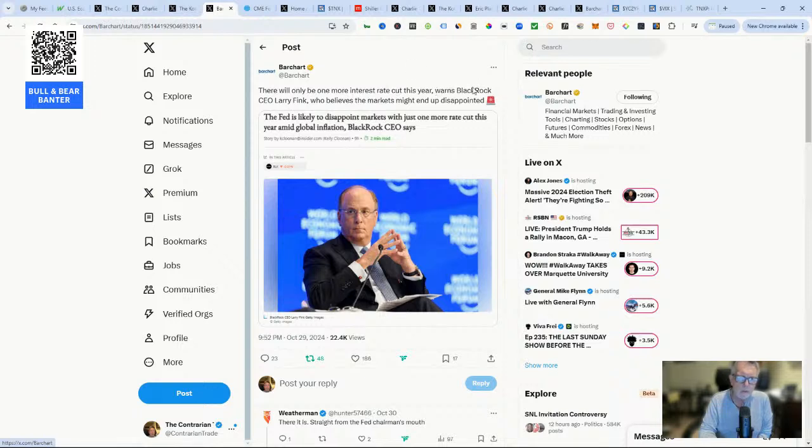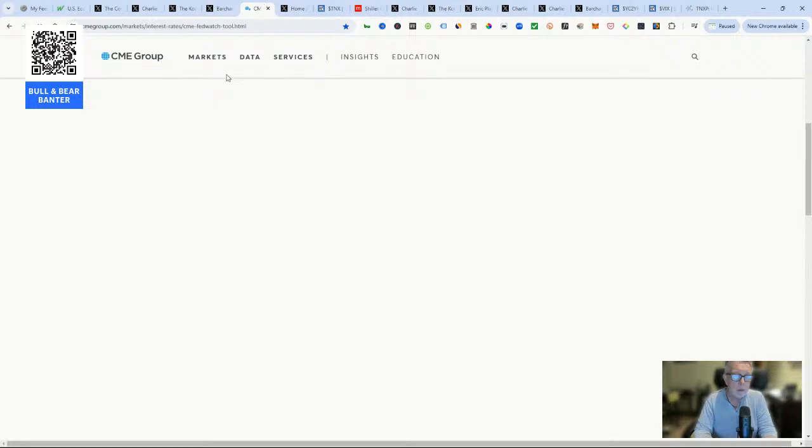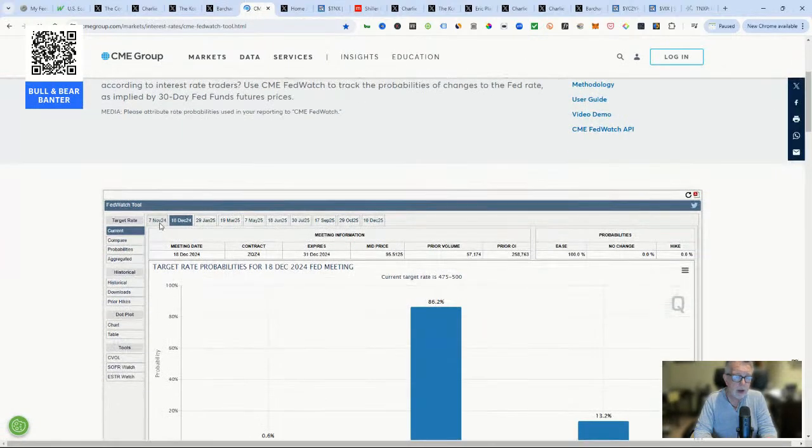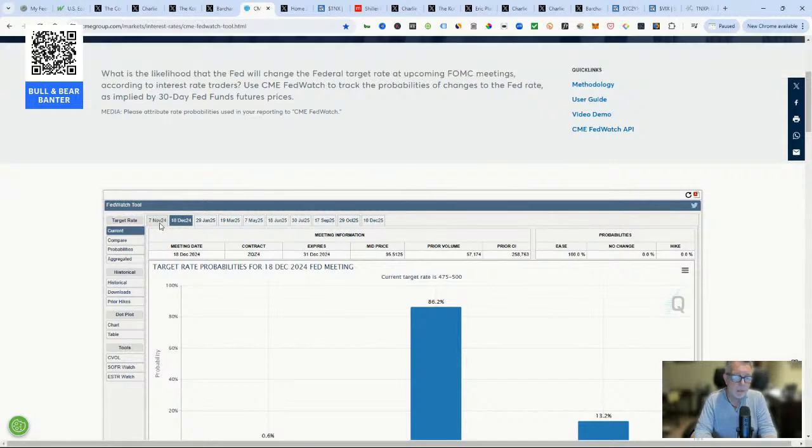And this is a warning from BlackRock CEO Larry Fink, who is definitely in the know, who believes the markets may end up disappointed. Now, here's the contradiction. When you go to the CME FedWatch tool, good old Larry here is saying you're only going to get one more rate cut. That's in November. Check that box. We know we're getting a rate cut. But December, they're still pricing in a 100% probability of a rate cut.